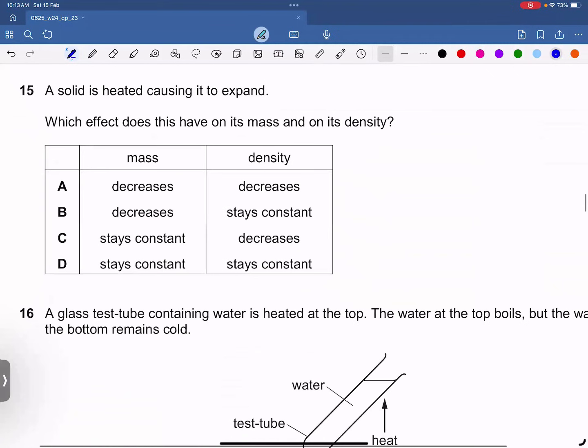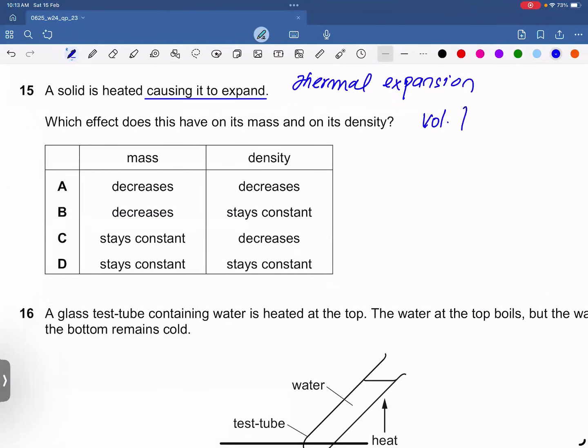A solid is heated, causing it to expand. This is called thermal expansion. In thermal expansion, dear students, the volume increases. You know density is mass over volume. When volume increases, density decreases. So density decreases, we shortlisted. Mass, when you heat or cool, doesn't change. So mass remains constant. So the right option is C. We proceed to question number 16.